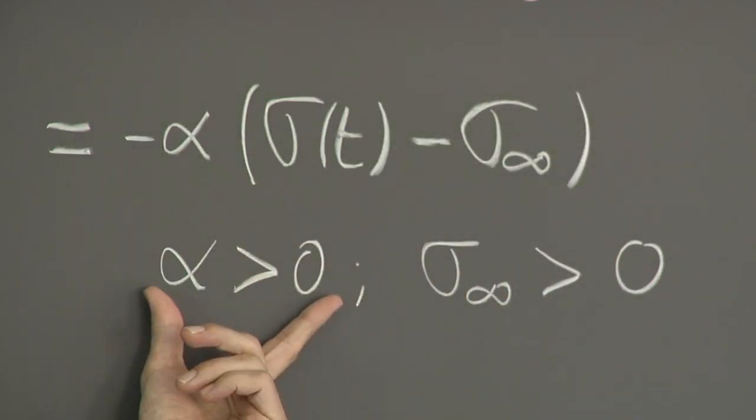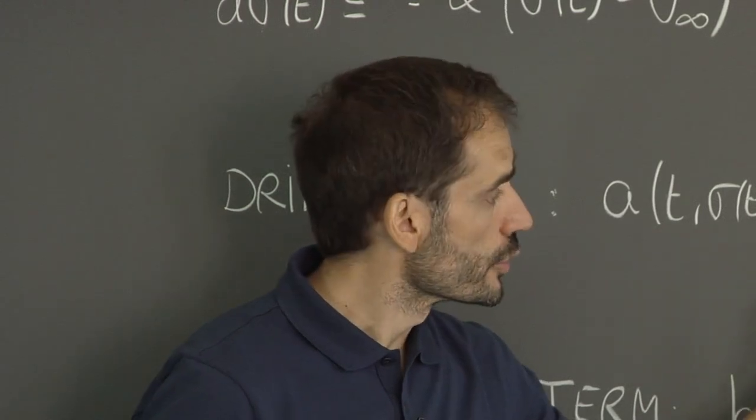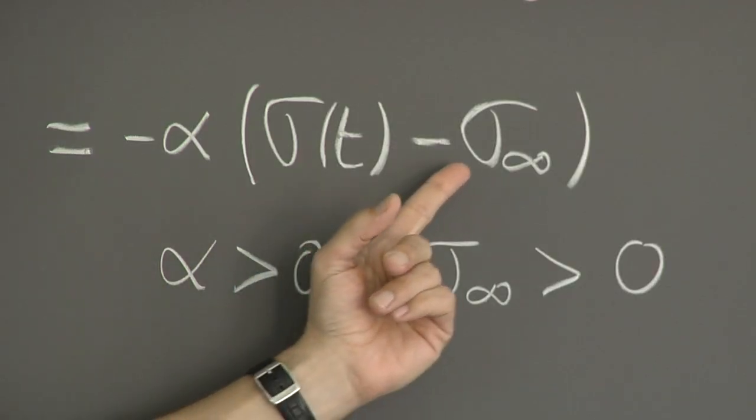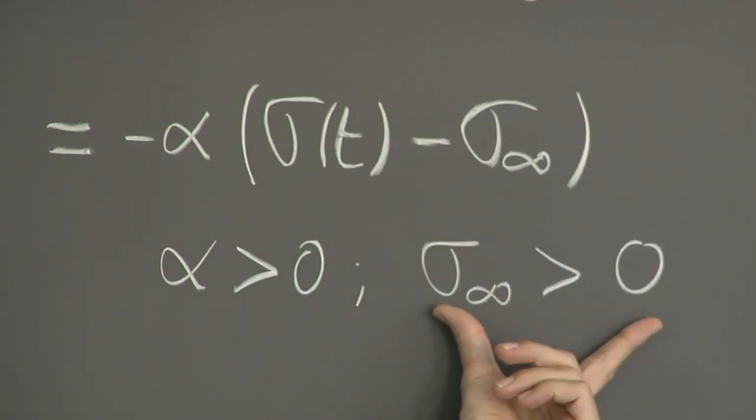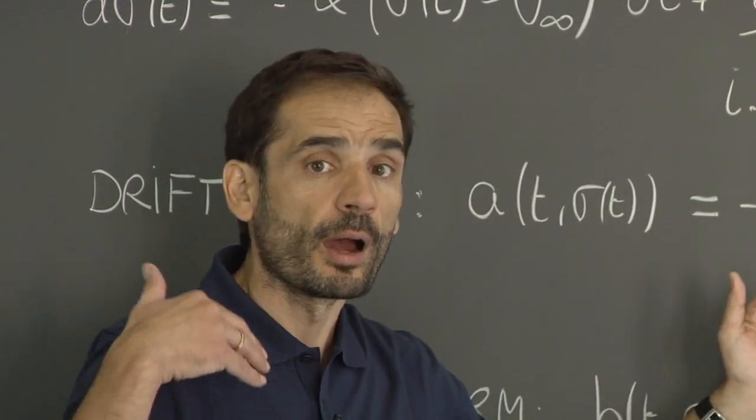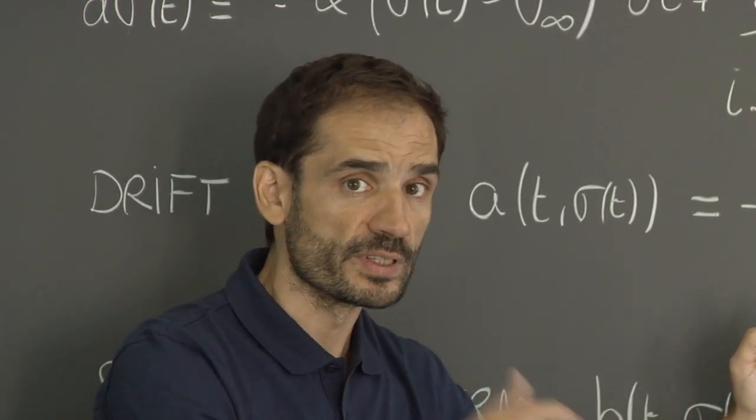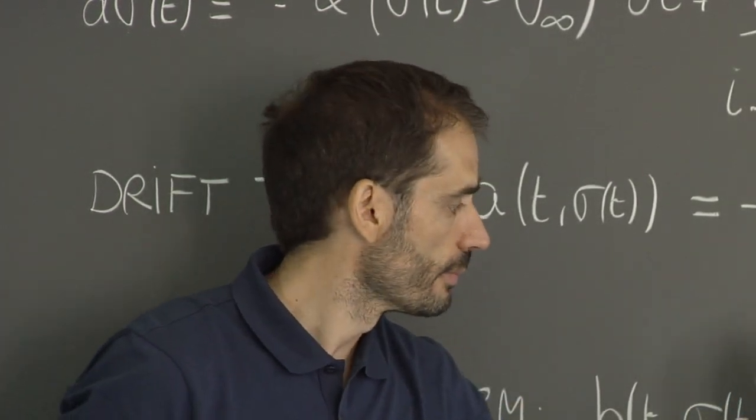Alpha, which is a positive constant, is the reversion rate. And sigma infinity, which is also positive, is the level to which the volatility approaches when the time goes to infinity, is the reversion level.